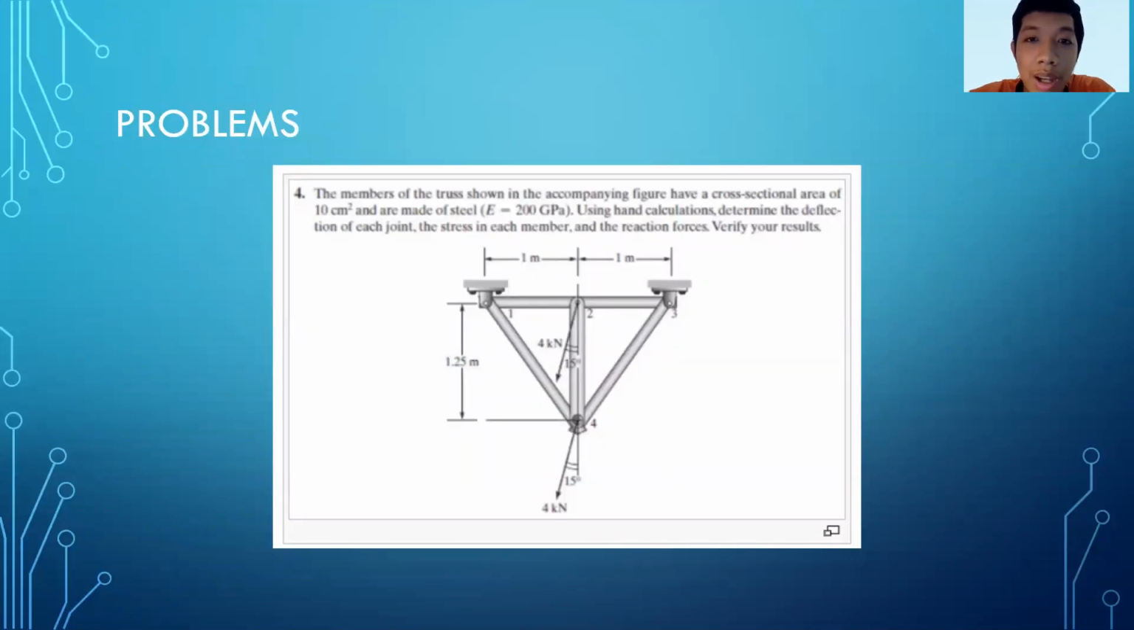This is the problem that I chose, problem number 4. We can see in this problem there is a 2D truss structure with a cross-sectional area of 10 square centimeters and a modulus of elasticity of 200 gigapascals. Also, we can see the fixed support at point 3 and the point 1 connection. So we can move to the OpenModelica model.